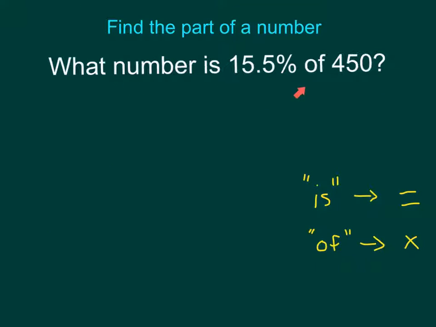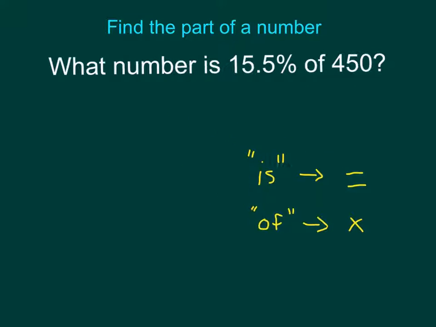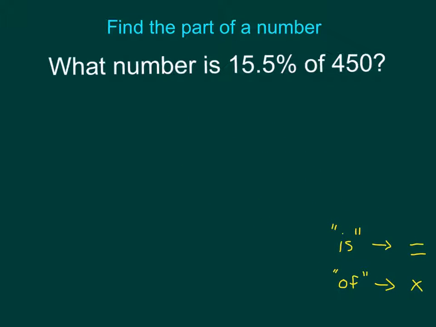So this one here is going to be set up a little differently. Remember, the first thing we want to do is remember our keywords. Okay, is means equal and of means times. Now let's turn these words into an equation. Okay, so I have what number. Okay, so that's going to be my variable. So let's use x. is means equal 15.5% of means times 450. So there I've written out my equation.